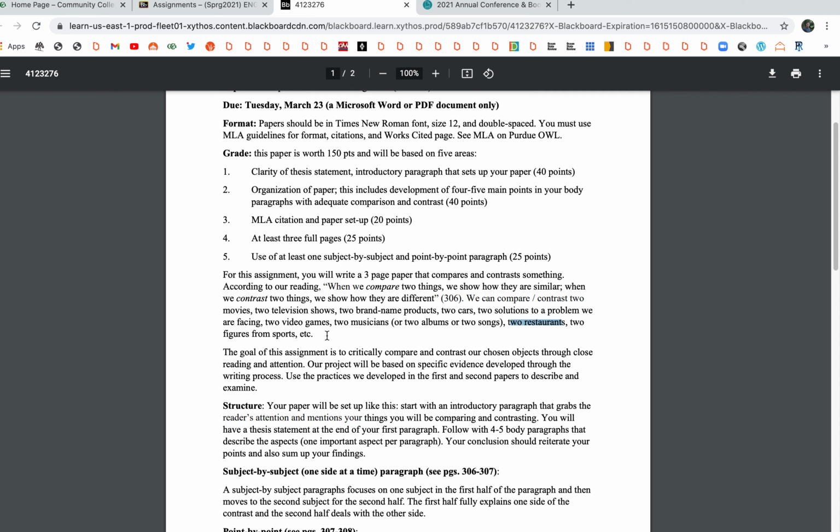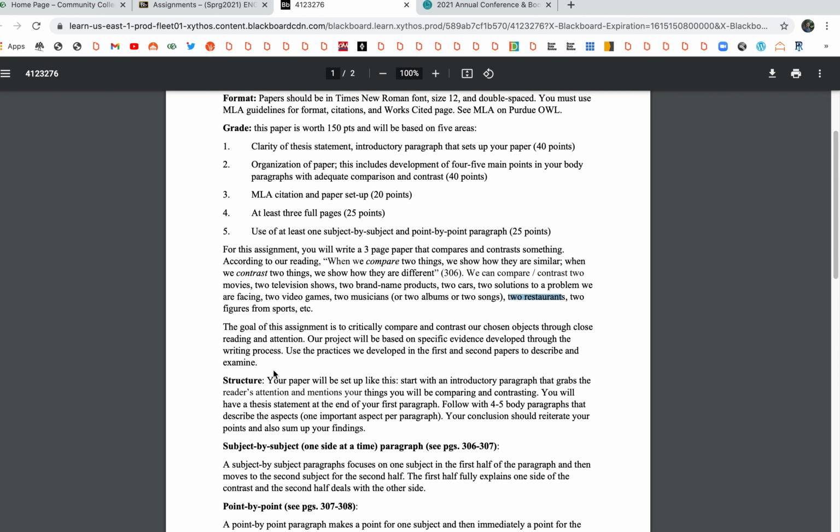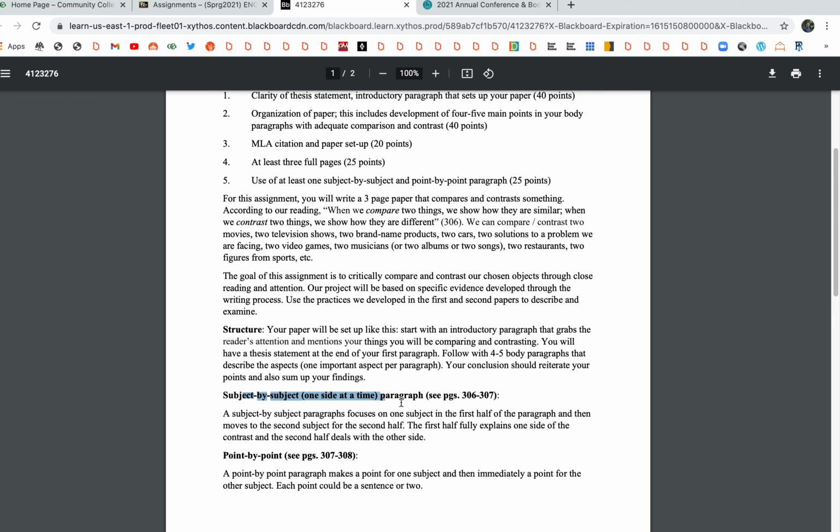The goal of this assignment is to critically compare and contrast our chosen objects through close reading and attention. Our project will be based on specific evidence developed through the writing process. Use the practices we developed in the first and second papers to describe and examine. So, even though the topic's different, the practices we use in the first couple papers will follow suit. There's the structure, same thing like that. Subject by subject paragraph. And it specifically talks about that on page 306 to 307 in our reading, which again I'm going to look at in the next video.